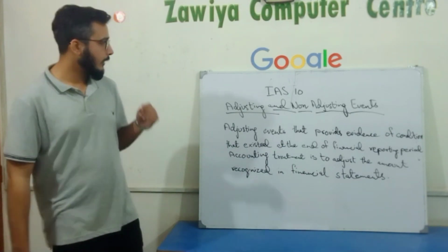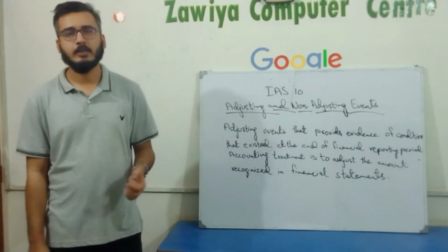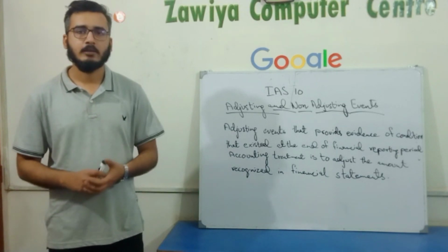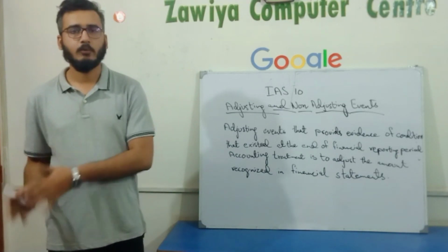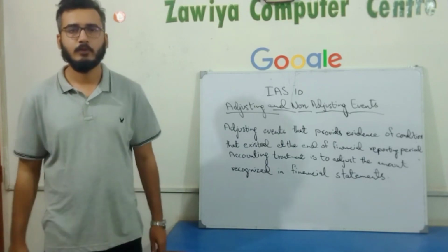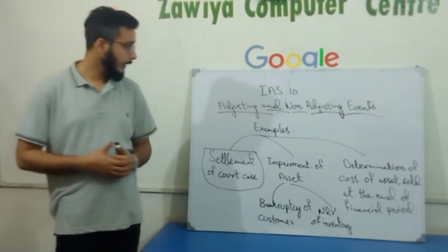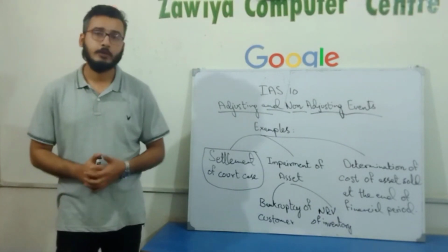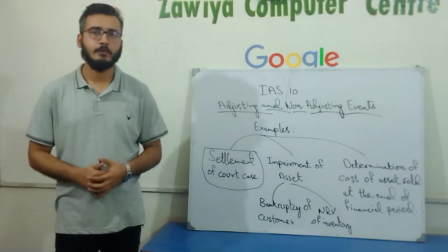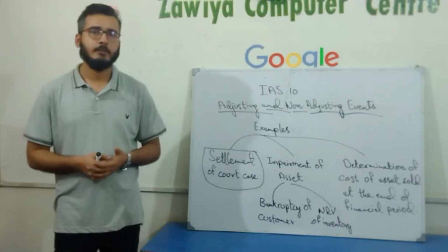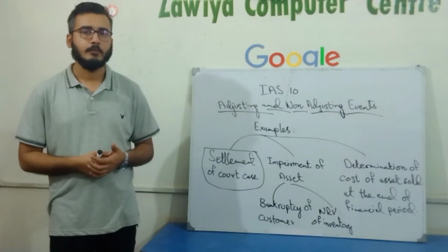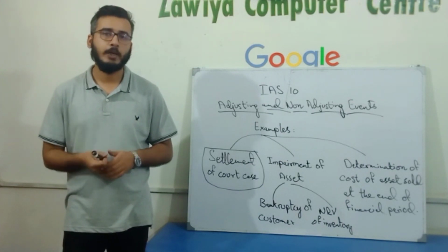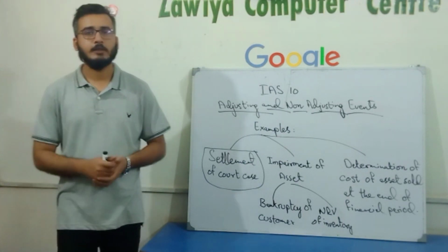So now let's see a few examples of what can be adjusted, and what cases a company usually gets at the end of the financial period and what they adjust. So let us move forward. Okay, a few examples of adjusting events: number one, settlement of a court case. If there is evidence at the end of the financial period that there might be a court case against the company, the company has to adjust that court case, or the amount to be paid in that court case, in the financial statements.